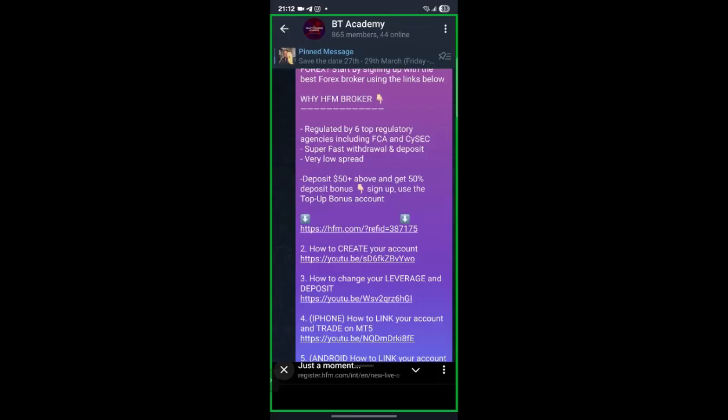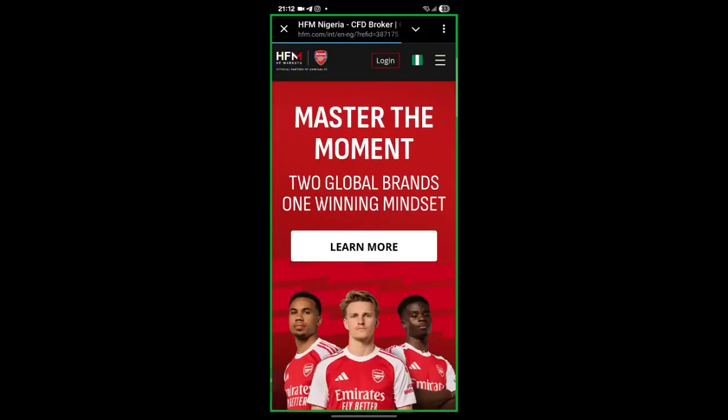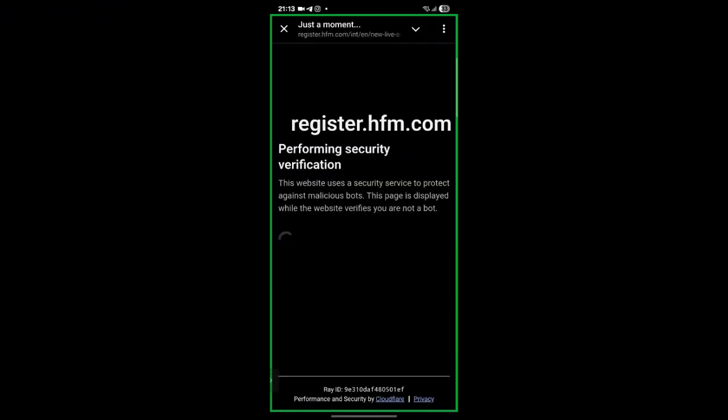You click on the top right-hand corner of your screen, beside the Nigeria flag, three horizontal dashes, 1, 2, 3. Click on it. Click on register. It will bring you to this page. So once it brings you to this page, we're registering for the broker that is going to link us to the market here. You wait for it to perform its security verification.